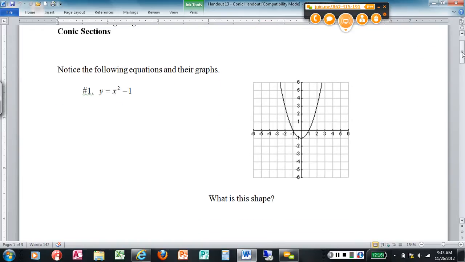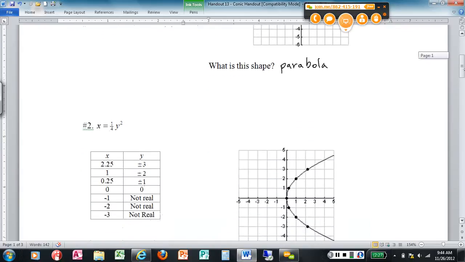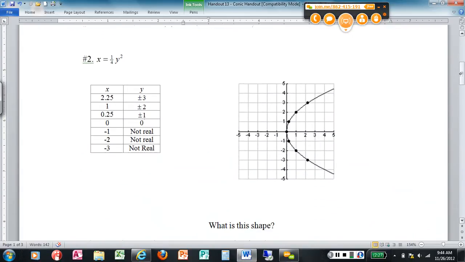But this shape actually is the parabola, right? The shape is one of the conic sections, and y equals x squared minus 1 is just the x squared graph shifted down one. So we've talked about that a little bit. We'll talk about it a little bit more, because if you'll notice, we have also another parabola on number 2. x equals 1/4 y squared is the one I have just below it there, but you see, that's also a parabola.